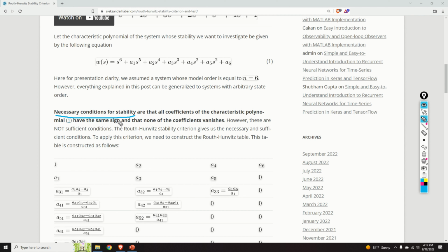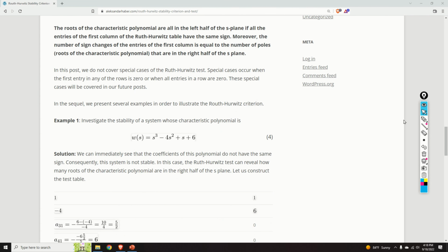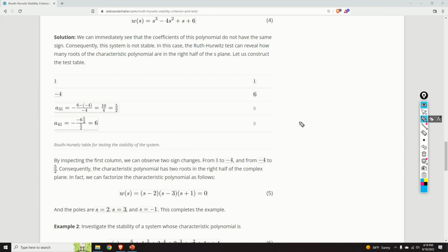Namely, the necessary conditions for stability are that all coefficients of the characteristic polynomial have the same sign and that none of the coefficients vanishes. In our case, obviously that's not the case, since we basically have sign changes over here. We have 1, -4, 1, and 6, and obviously here we have a negative coefficient and all other coefficients are positive, and consequently our system is not stable. In this case, the Routh-Hurwitz test can reveal how many roots of the characteristic polynomial are in the right half of the S-plane. So let us construct the test table.